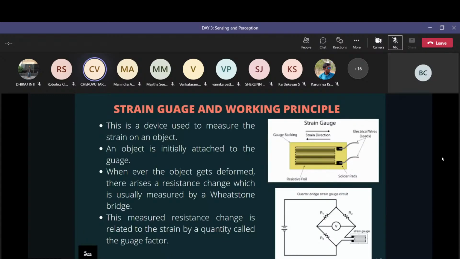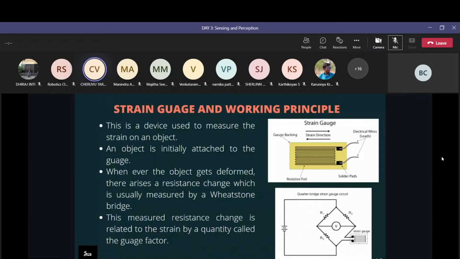When there is a change in resistance, a voltage difference is generated, and with the help of this voltage difference, you can relate the voltage difference that you have identified with the amount of strain. That is called the gauge factor. So this gauge factor relates the measured voltage change to the strain. With the help of the gauge factor and this identified voltage, you can identify how much strain is applied on the object and how much it is getting strained. So that is the basic working principle of a strain gauge.